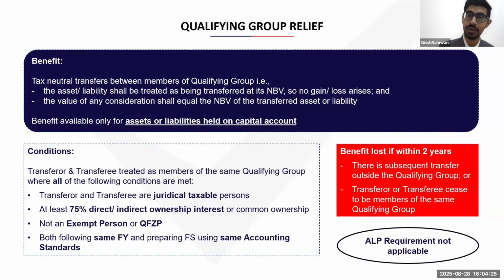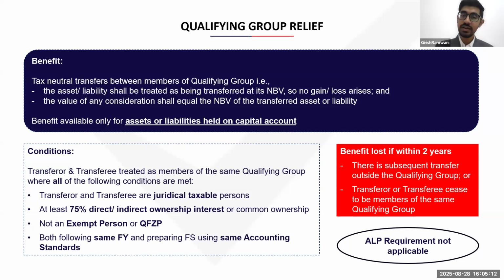So basically, the benefit of qualifying group relief is that it allows a tax neutral transfer between the members of the qualifying group. The asset or liability will be treated as transferred at net book value, so no gain or loss arises, and whatever the consideration is, it is considered equal to the net book value only. Again, no impact on your financials. In your financials, you may have recognized a gain on transfer of the asset to this company. However, if it is a member of the qualifying group and you elect for the qualifying group relief, then the gain on the transfer of the asset will be disregarded, and also the cost for the other entity to whom the asset has been transferred will be taken as the net book value only.